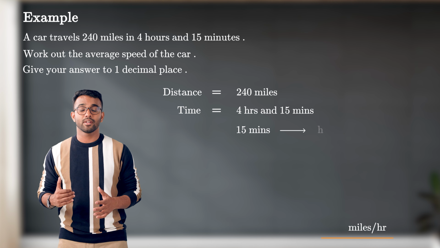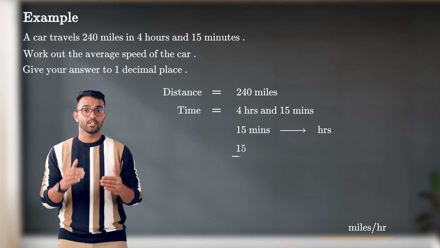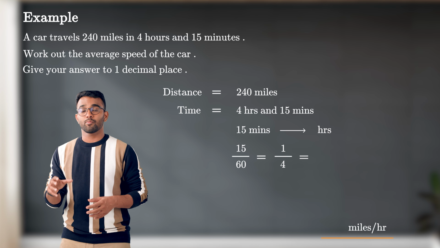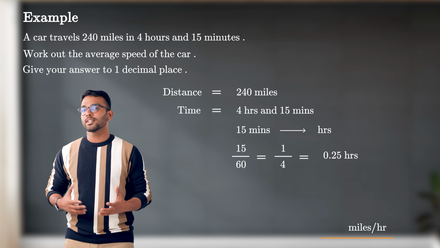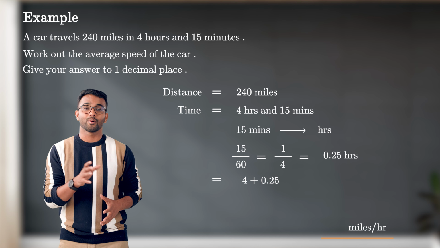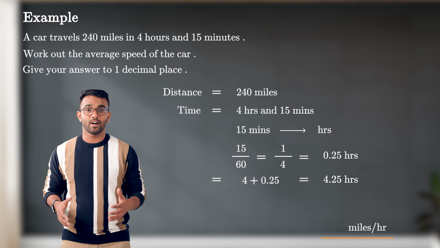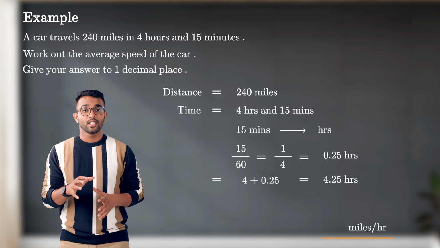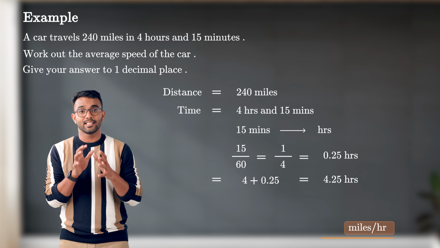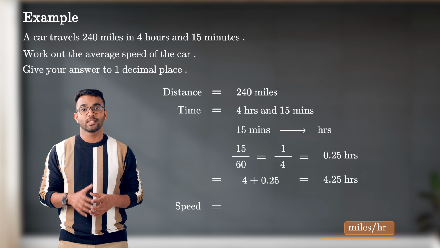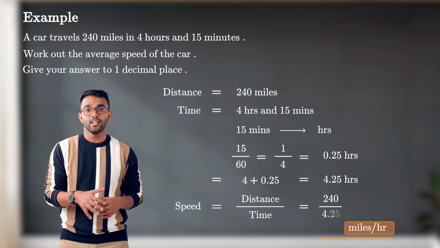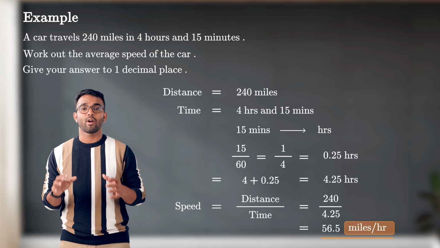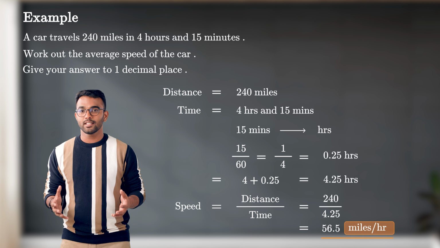So 15 minutes needs to be converted to hours. That will be 15 over 60 because there are 60 minutes in an hour. And that's equal to 1 over 4, which is 0.25 hours. So the total time in hours is 4 plus 0.25, which is equal to 4.25 hours. Now you can also confirm that you need to convert everything to hours because the unit of the answer given here is miles per hour. So speed equals distance over time. That's 240 over 4.25, which is equal to 56.5 miles per hour. And this is rounded to one decimal place. That was an easy one, right?